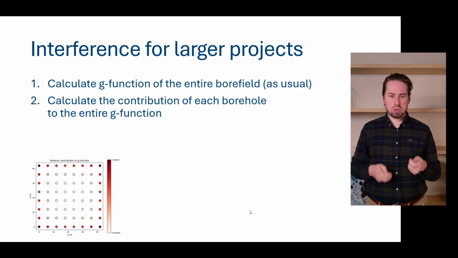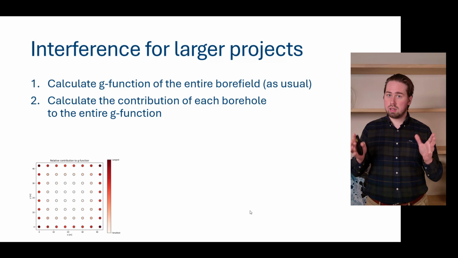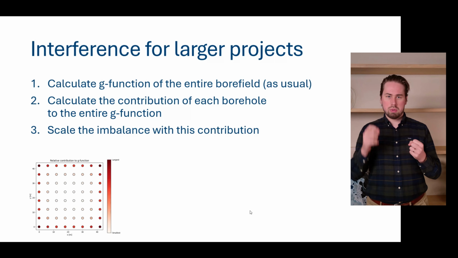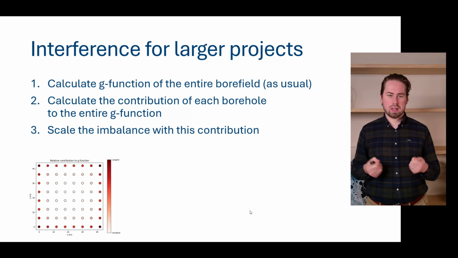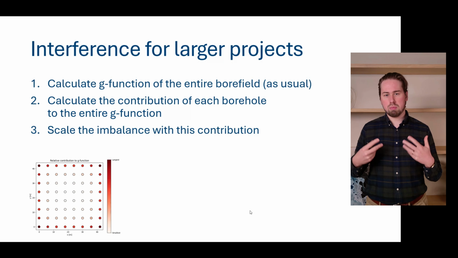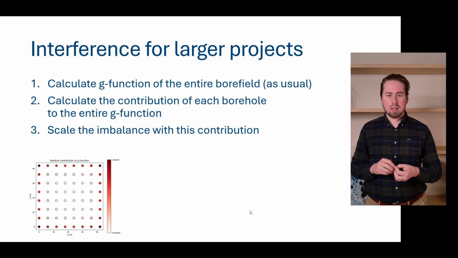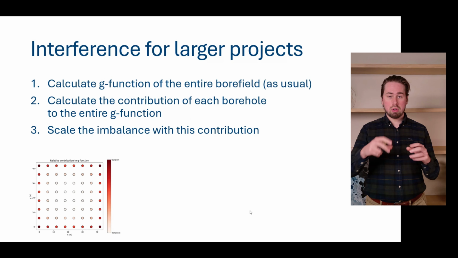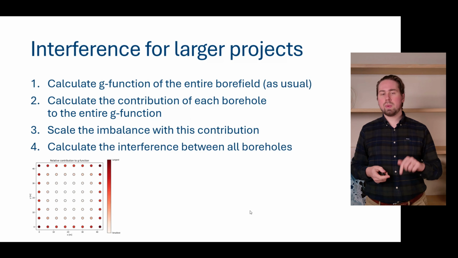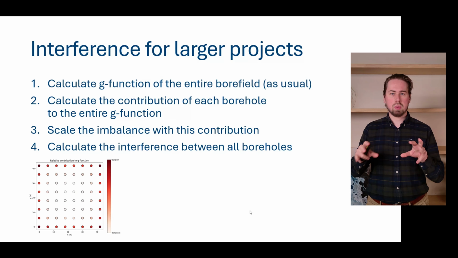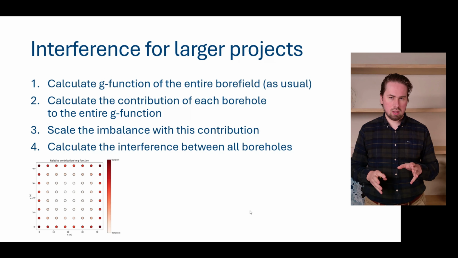And given this contribution, as you can see here again below, where the boreholes on the outer side of the bore field do the major work, we can use this contribution to scale the imbalance. So the boreholes on the outside will carry more of the imbalance and will get rid of more of the imbalance than the ones in the middle. And once we do that, we know exactly what the imbalance of each borehole in each bore field will be. And that we can use to calculate the interference between all the boreholes and then see, okay, what's now the interference between the different bore fields as well.